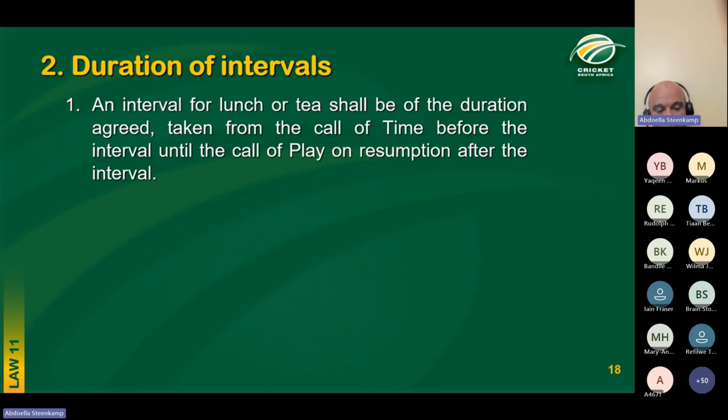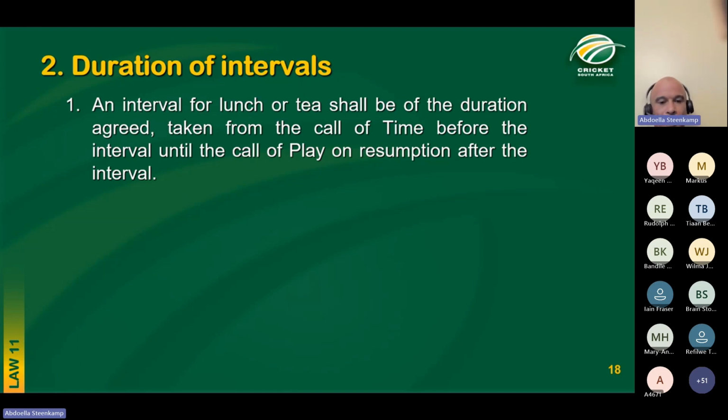Let's say we get to 12, the 6th ball is bowled, you look at your watch, and you see it's 12 o'clock. The umpire will then call over, time, and lunch. So lunch will start at 12 o'clock from the moment that the umpire calls time, and that first ball needs to be bowled 40 minutes later. So at exactly 12:40, the first ball needs to be bowled.